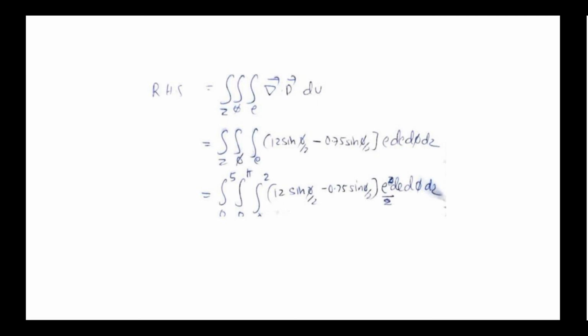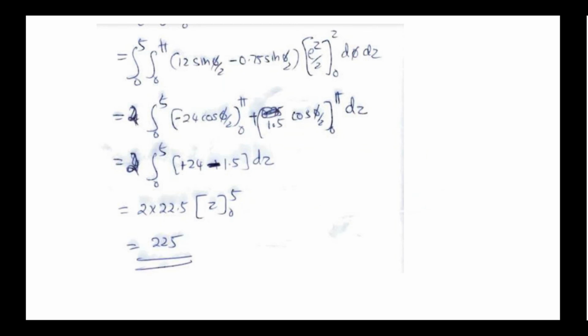Okay, now we will evaluate the integral RHS part. So the triple integral of del dot D dV, that is what volume integral means. So substitute del dot D as 12 sin(phi/2) minus 0.75 sin(phi/2), times rho d rho d phi dz. Now the limits for rho are 0 to 2, for phi are 0 to pi, and for z are 0 to 5, because dV is h1 h2 h3 du dv dw, so h1 h2 h3 is rho, and du dv dw is d rho d phi dz. So this is what you will get.